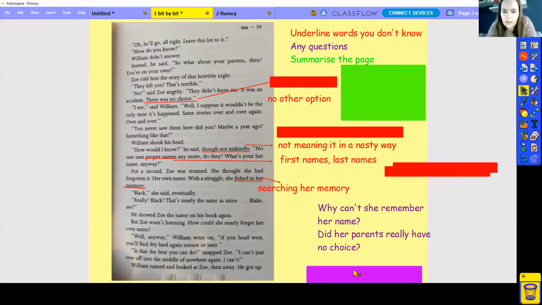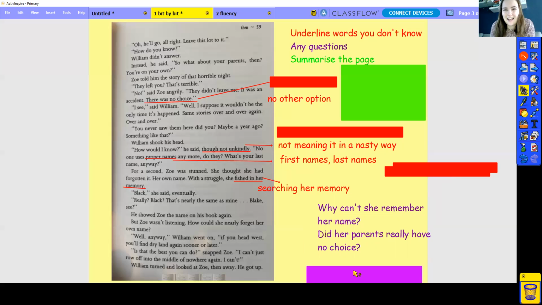Then I did write a few questions. So I put, why can't she remember a name? And maybe you've got an answer to this. Maybe it's because she's not used it in so long. Maybe it's because she doesn't need it anymore. Maybe it's because there are so many more important things that she's trying to remember that her name has just drifted away because it's not important to her anymore.